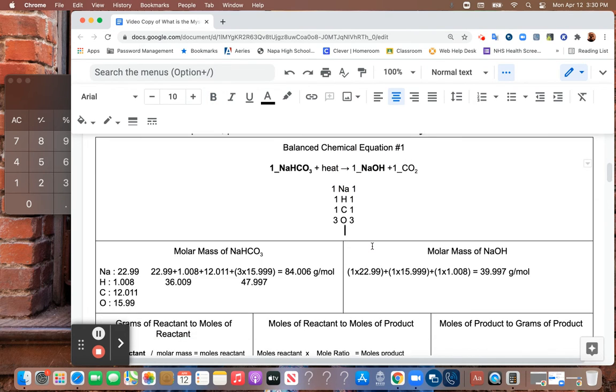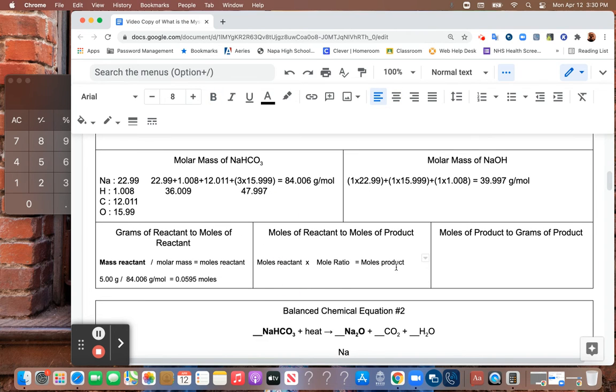So what is the mole ratio? Well, it's 1 mole of that to 1 mole of that. 1 mole of this is made from 1 mole of this. Okay, so what do I end up with?